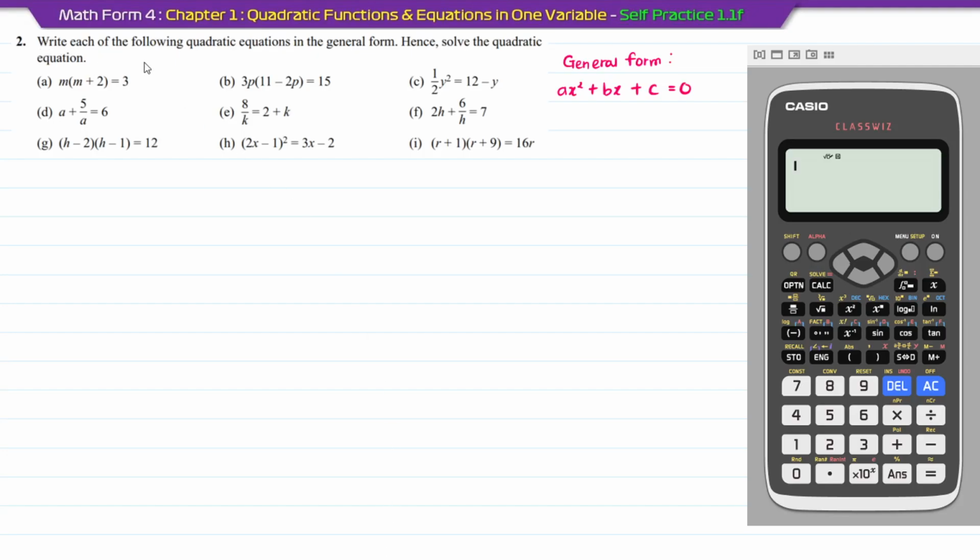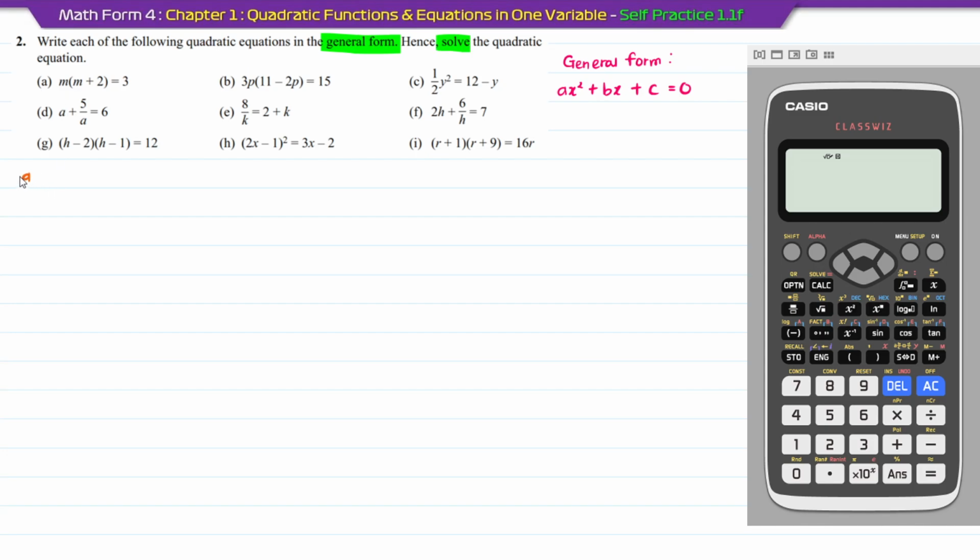Question number 2. Write each of the following quadratic equations in general form. Hence, solve the quadratic equations. Solving the quadratic equation here means the same as finding the roots, which are the values of x which satisfy the equations. Remember, the general form is ax squared plus bx plus c equal to 0.